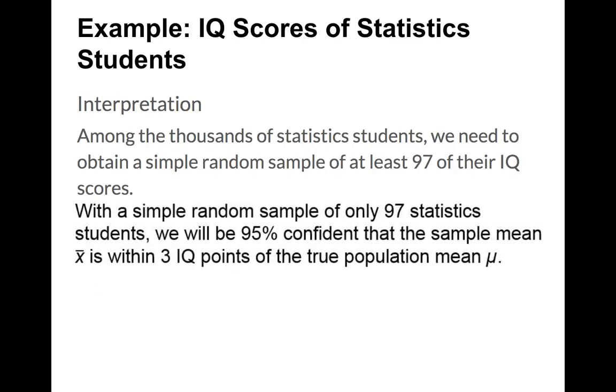So, interpretation of that is pretty simple and straightforward. With a random sample of only 97 statistics students, we will be 95% confident that the sample mean x bar is within 3 points of the true population mean.